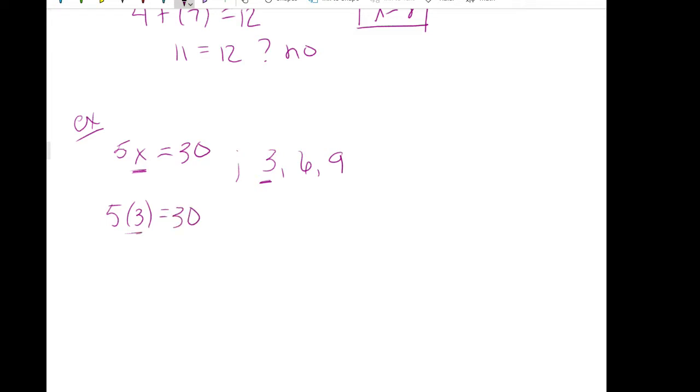Now I'm going to do my multiplication. Remember, there's no sign there, so we assume it's multiplication. And does 15 equal 30? No. So 3 is not the solution. Next, we're going to try 6. We're going to replace x with 6.